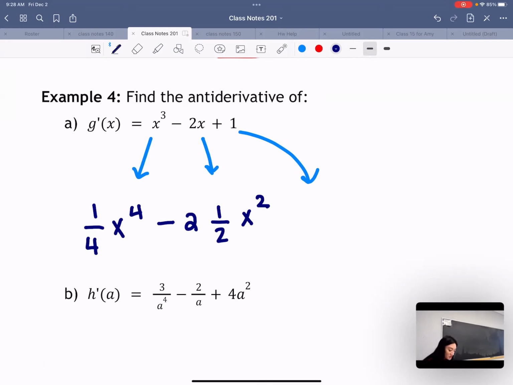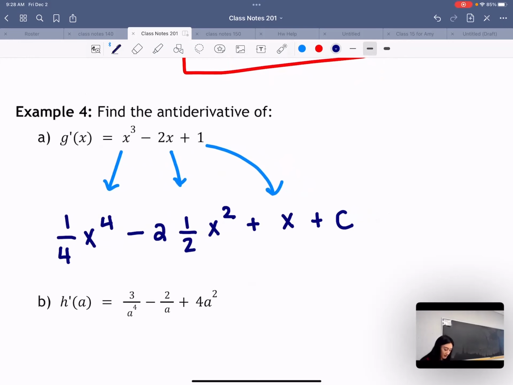So a function whose derivative is 1 is literally just x, right? The derivative of x is 1. So the antiderivative of 1 is x, okay? Now remember, you have to tack on that plus c because there are multiple antiderivatives, not just one. But this is our general antiderivative.